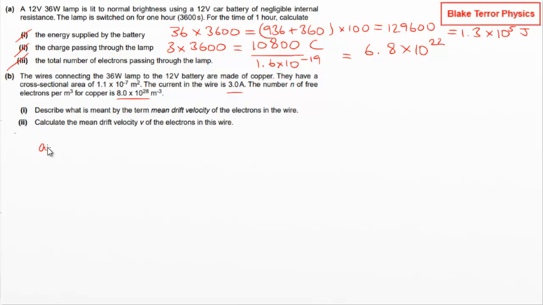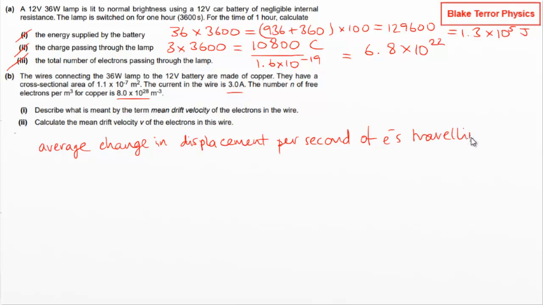Right, okay, so let's go the whole hog on this. So we're talking about the average change in displacement. So that's already covered the mean and velocity bits of it all. Average change in displacement, well, per second. I suppose that really gets us, if we're going to get super picky, to the velocity bit then, of electrons traveling along the wire. Right, so that's done that.